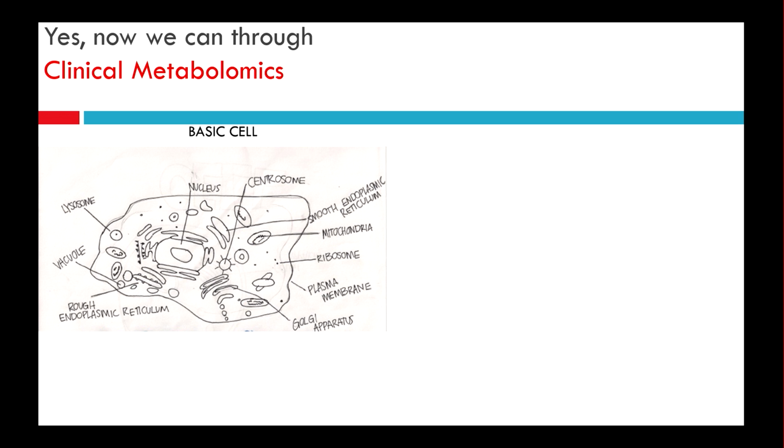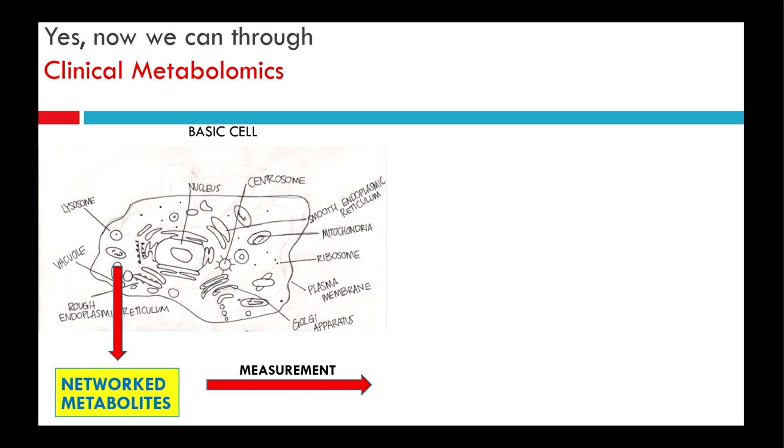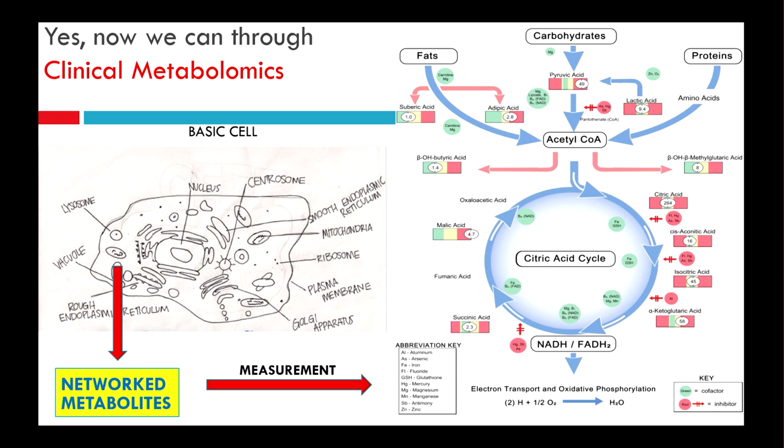Now, we can test for basic functions through clinical metabolomics because, as it turns out, the basic cell throws out a set of network metabolites, which we can now measure because of advances in technology. And it looks like this. For example, if you want to take a look at the metabolism of your carbohydrates, proteins, and fats, this is what's happening inside your cell, right?